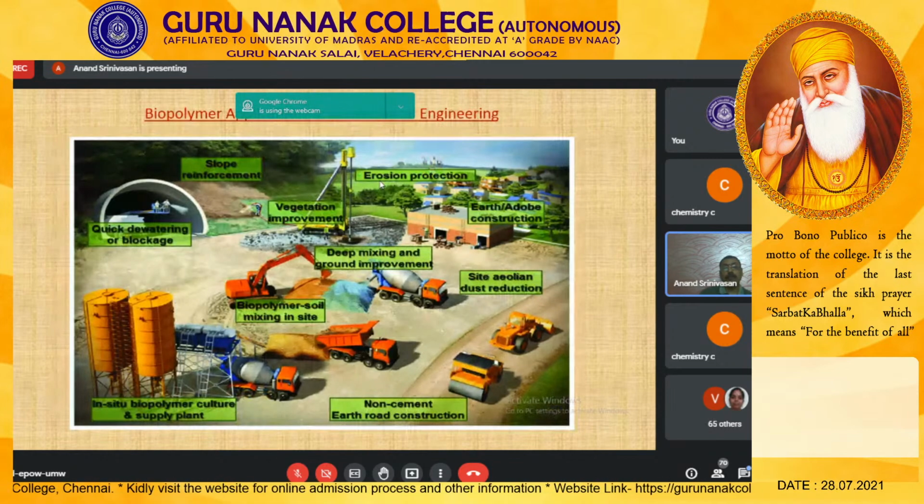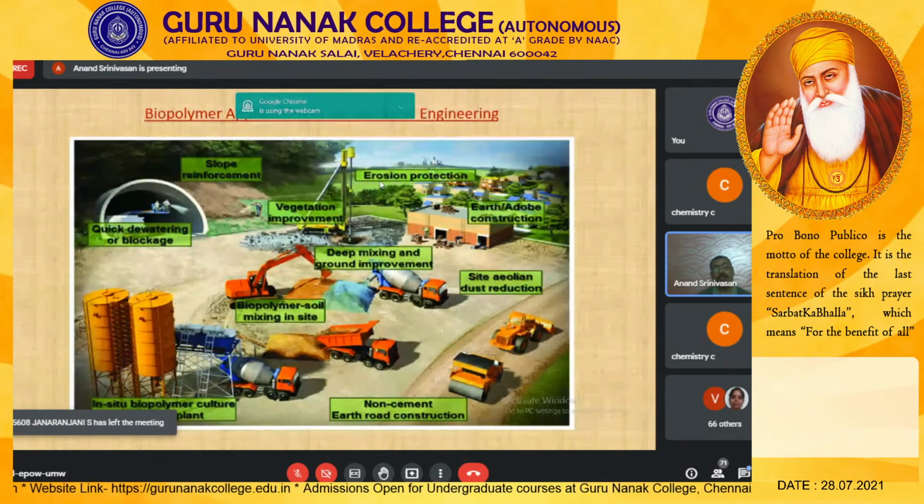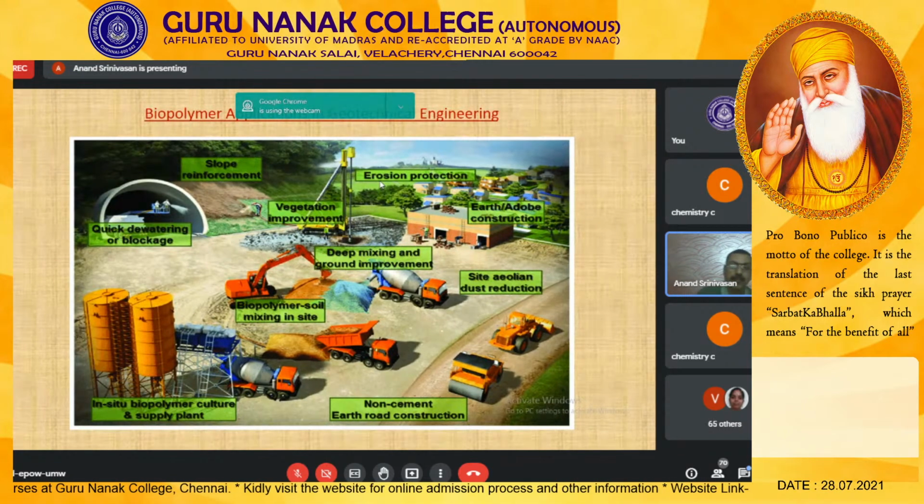And when you look at the use of biopolymers in geotechnical engineering, you can see the biopolymers are used for slope reinforcement, they are used for quick dewatering of blockage, and the waste material can be used as a manure for vegetation improvement. They are also used as an erosion protection material because they offer some barrier property. When they are mixed with the proper combination of different additives, even the biopolymers can be made as a barrier material, and as a result can be used for erosion protection.